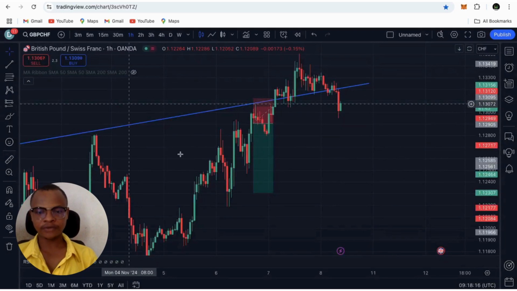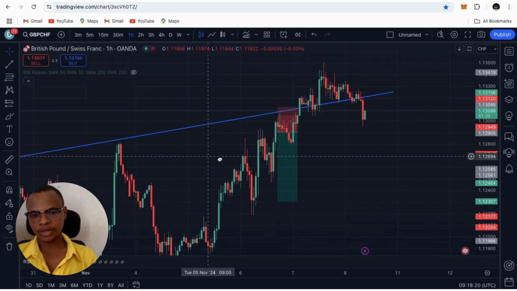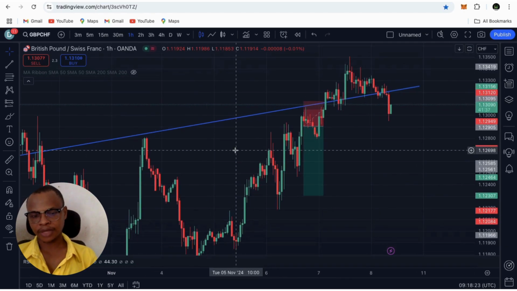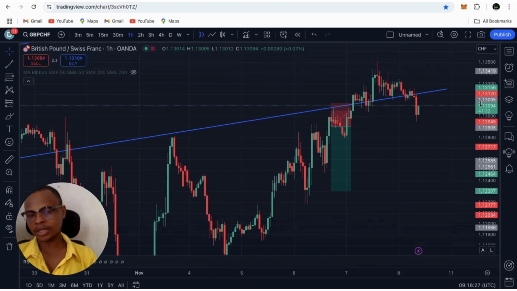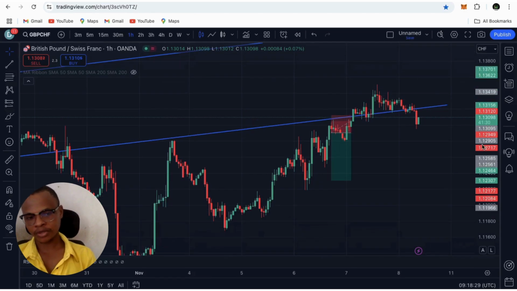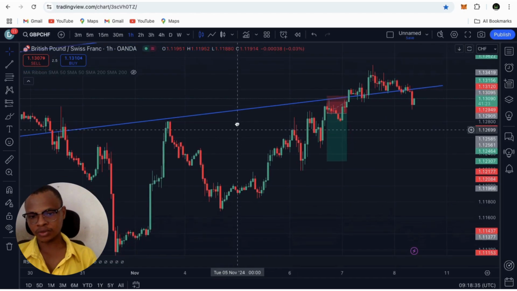The first trade I took for the day is Great Britain pound Swiss franc. Just like I told you guys, I have one particular strategy I often trade, and it doesn't always occur, and this sometimes makes me try to explore other possible opportunities. So the first trade I took here was a trend line retest.